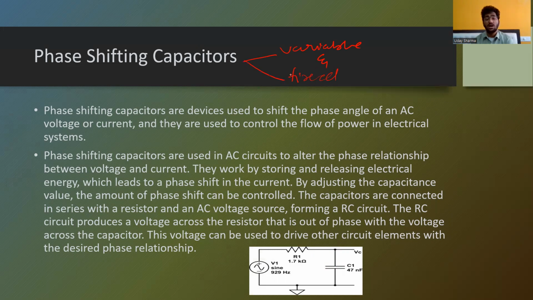Phase shifting capacitors are used in AC circuits to alter the phase relationship between voltage and current. They store and release electrical energy, which leads to a phase shift in the current. By adjusting the capacitance value, the amount of phase shift can be controlled. The capacitors are connected in series with a resistor and an AC voltage source, forming an RC circuit. The RC circuit produces a voltage across the resistor that is out of phase with the voltage across the capacitor. This voltage can be used to drive other circuit elements with the desired phase relationship.